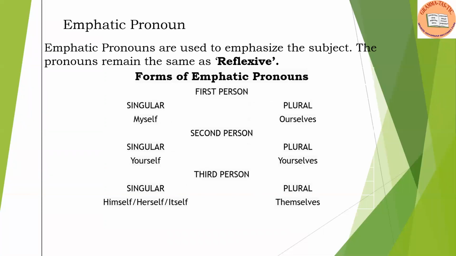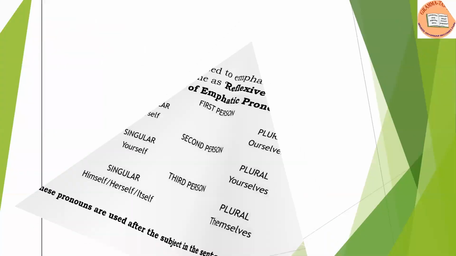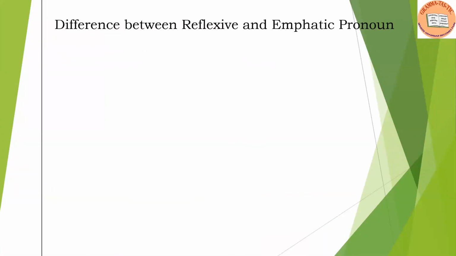Again, it remains the same: myself, ourselves, yourself, yourself, himself, herself, itself, themselves. These pronouns are used after the subject in the sentences. So there lies the difference between reflexive and emphatic pronouns. Now let us look at some examples.